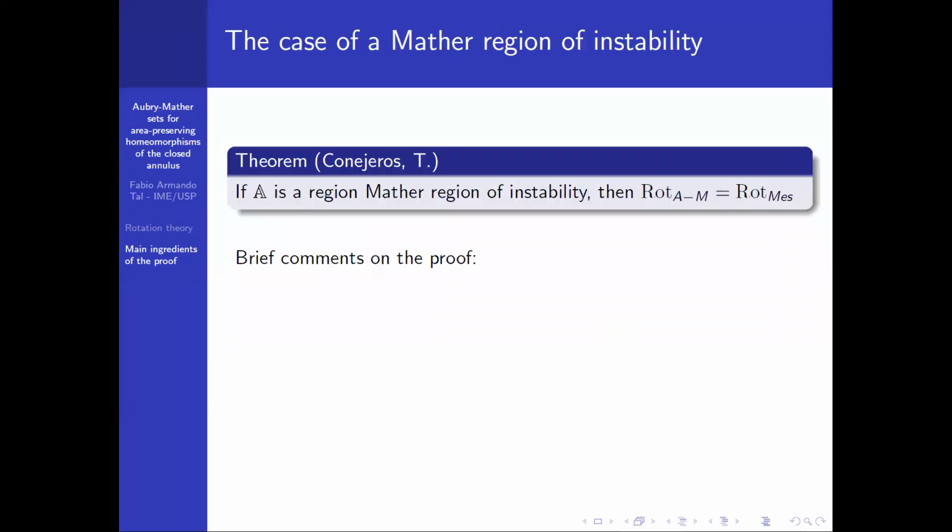So one of the main ingredients of the proof of the result here, this theorem with Jonathan, is first to show that if you have a Birkhoff region of instability, then the rotation set is always the same. The Aubry-Mather and the measure is always the same. And just a brief comment on the proof.